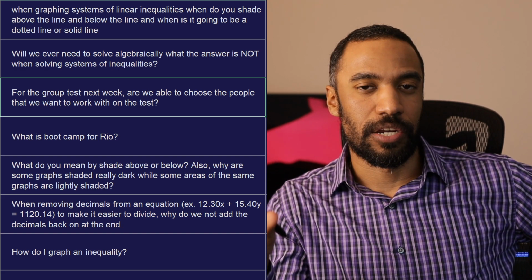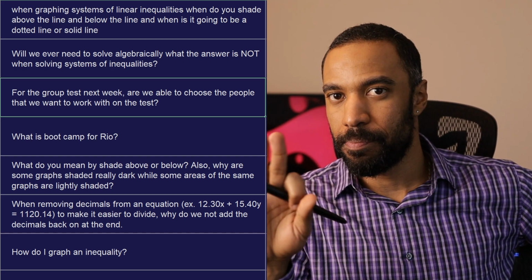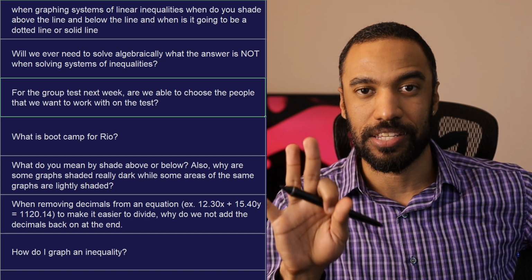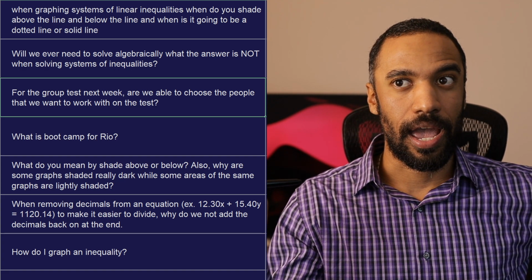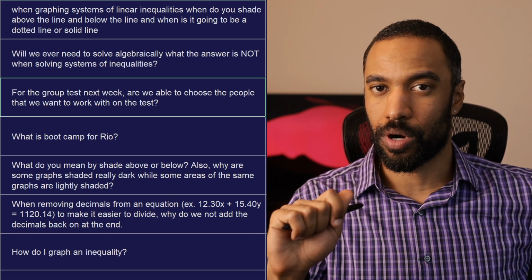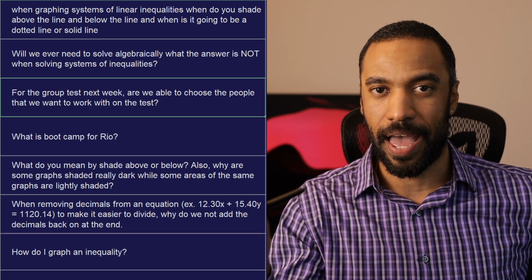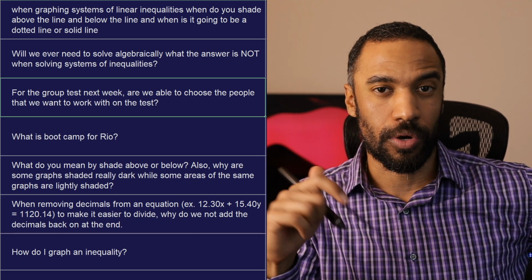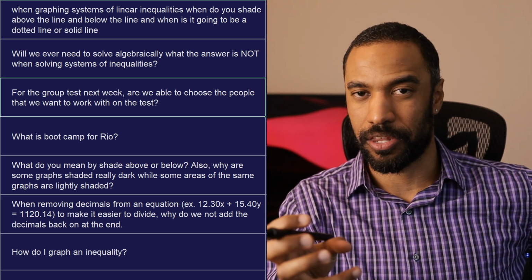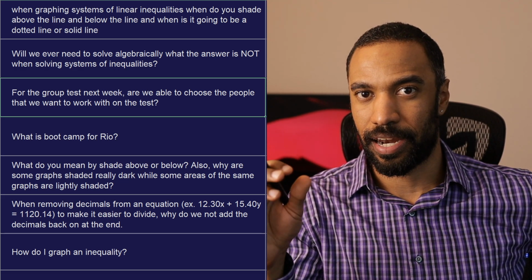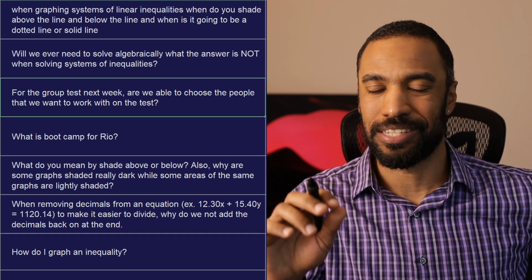Are you able to choose? So what I did was I gave you guys a survey, and I said choose three people you'd like to work with on a group test at some point this year. And I promise to do my best to make sure that you work with each one of them at least once. I can't guarantee you'll work with them more than once. I can't guarantee you'll work with them all together. I can guarantee that I'll get you to work with each of them at least once.